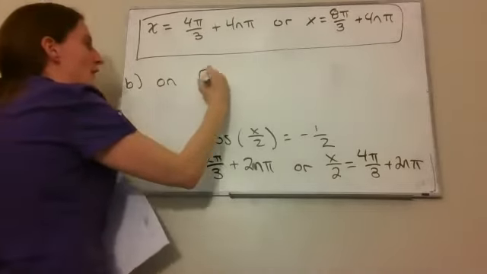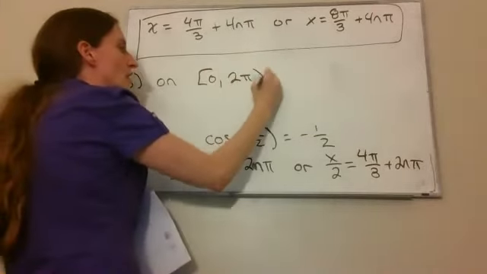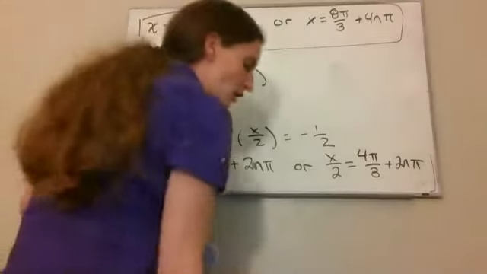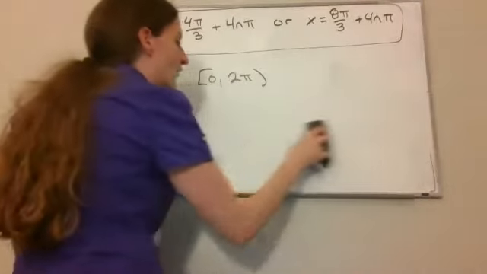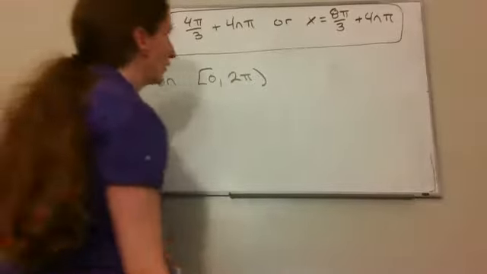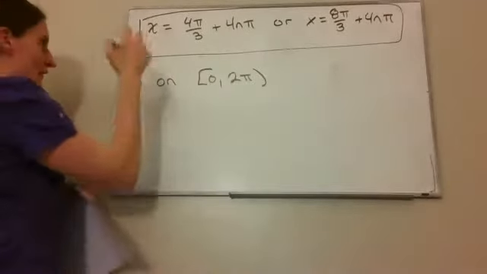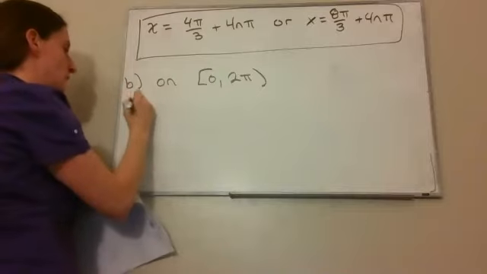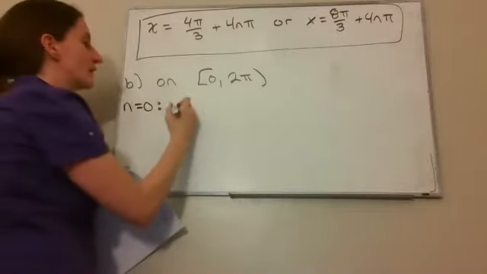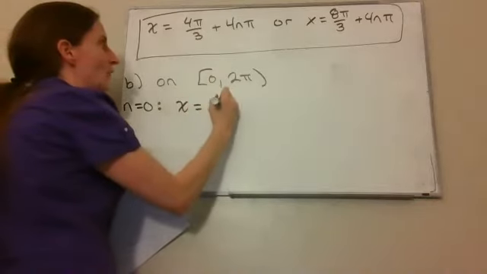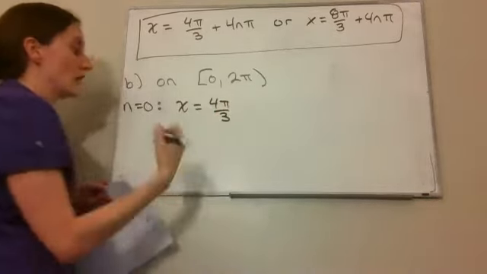Now, if I want to solve that same equation on the interval 0 to 2 pi, we're going to do what we did on that last problem. Just plug in different values for n and make sure it fits in the interval. I'm going to start with this answer for my x. If n is 0 in my first answer, I get x is 4 pi over 3, which is in my interval.